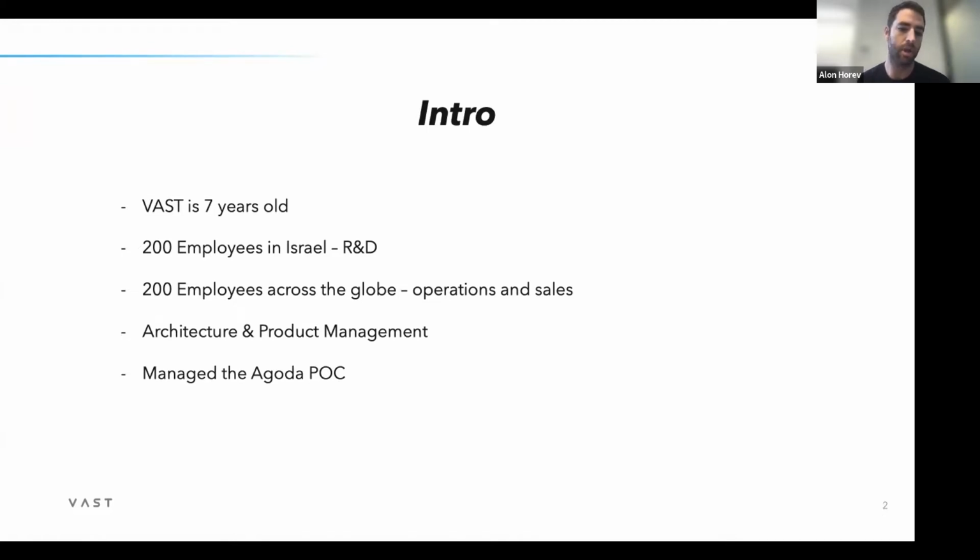I do architecture, product management, and I also personally manage the Agoda POC, the early interactions where Agoda was testing the Vast Storage platform. Early on, we even had some issues. And given that we had a great team to work with at Agoda and great engineers here in the company, we managed to overcome them pretty quickly and get that system into production.